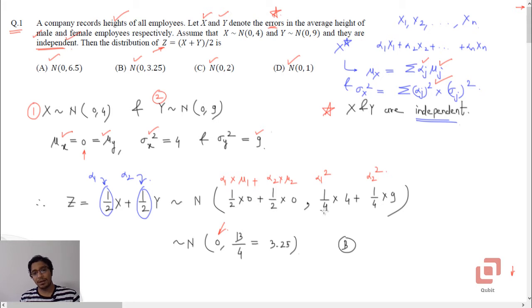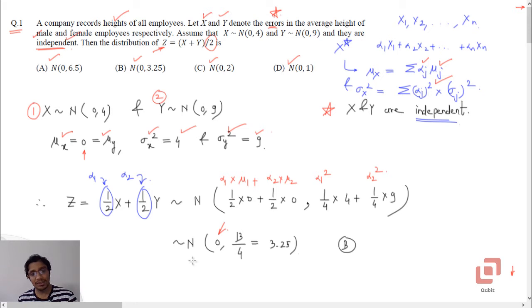So square of alpha 1 is 1 upon 4 and square of alpha 2 is again 1 upon 4, because essentially both alpha 1 and alpha 2 are same because of this 2 in the denominator. And we just take the linear combination of the variance with the squares of alphas. So the new variable z will have variance equal to 1 upon 4 into variance of the first, which is 4, plus 1 upon 4 into variance of the second, which is 9.